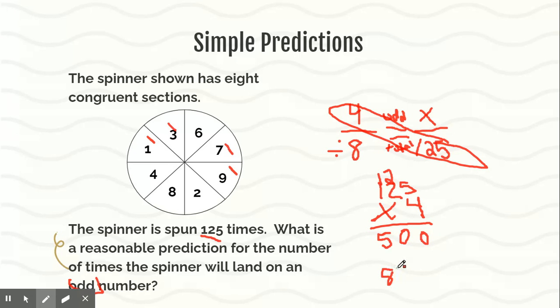So 8 goes into 500. Okay, so 8 goes into 5, no, 8 goes into 50, 6 times. 48. Okay, 20. That would be 2. Okay, 16, 4, 0. 8 goes into 40. So 62.5 times. That would be my answer.